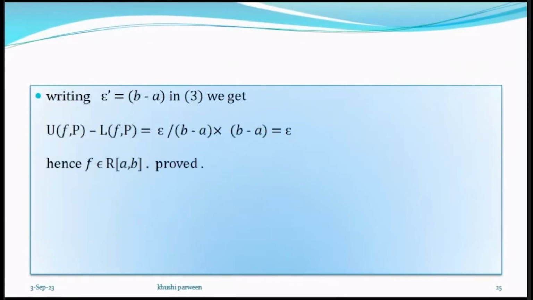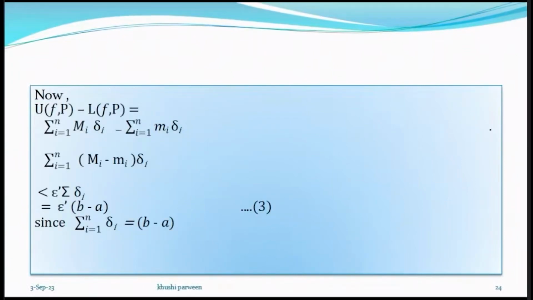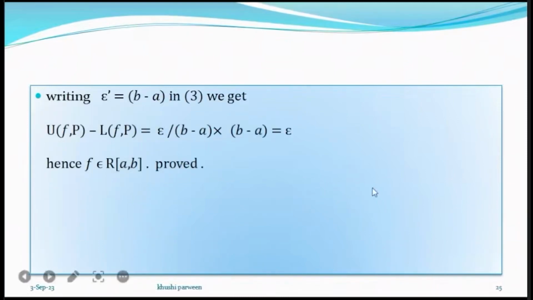Now, choosing epsilon dash equal to epsilon upon B minus A and substituting in equation 3, we get epsilon upon B minus A into B minus A is equal to epsilon. Hence f belongs to R on closed interval AB, that is, f is Riemann integrable. Hence that statement is proved: every continuous function is Riemann integrable.